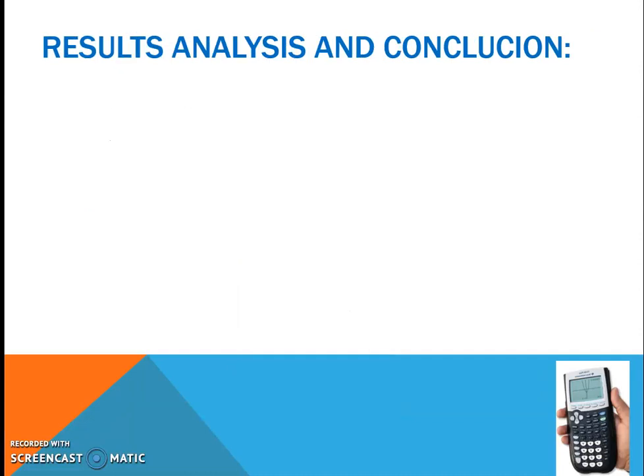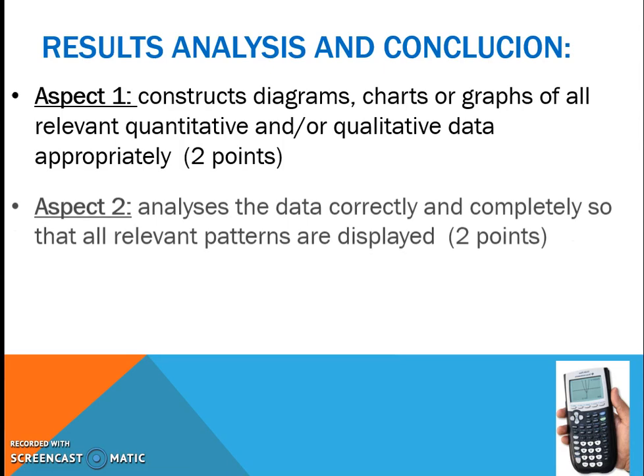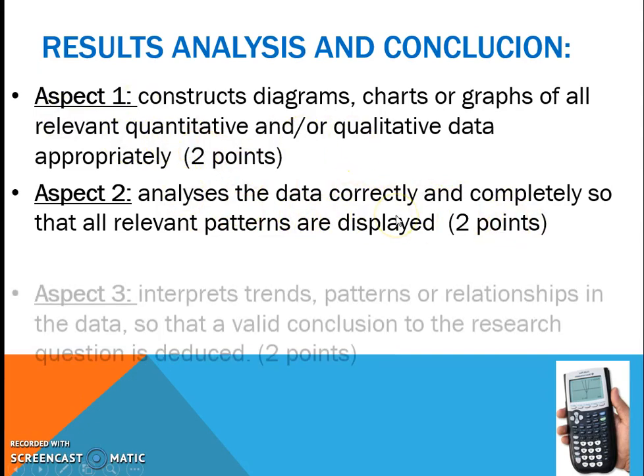Let's do it. The results, analysis, and conclusion section has three major aspects. Aspect 1 is being able to construct diagrams, charts, and graphs for all relevant quantitative and/or qualitative data appropriately. Aspect 2 analyzes the data correctly and completely, so all relevant patterns are displayed. That part is important. We call that the analysis part. That's 2 points. The other stuff was 2 points too.